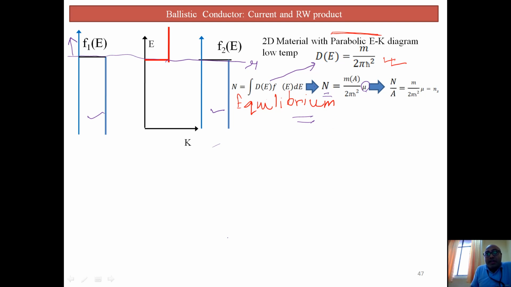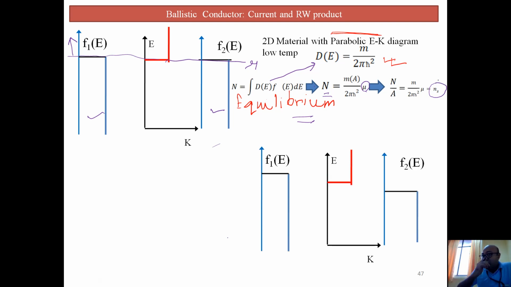So this is N, and since it's a 2D material, we have to consider the number of electrons per unit area. So N by A should have, that is actually mass 2 pi h bar square mu. That is what we call the carrier density, NS. We are quite aware of this part, right?